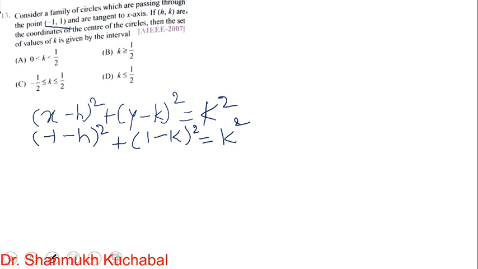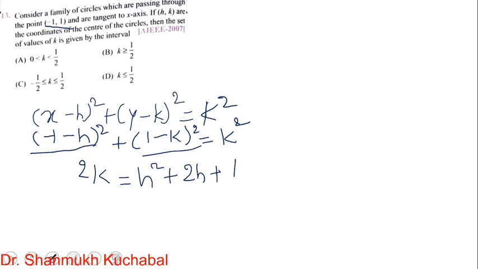Further we have to apply the (a + b)² formula, because we take -1 as common, (-1)² is +1, and here we apply the (a − b)² formula, and simplify this. So we get 2k = h² + 2h + 1. Okay, so we get k as ((h + 1)² + 1)/2 using the completing the square method.